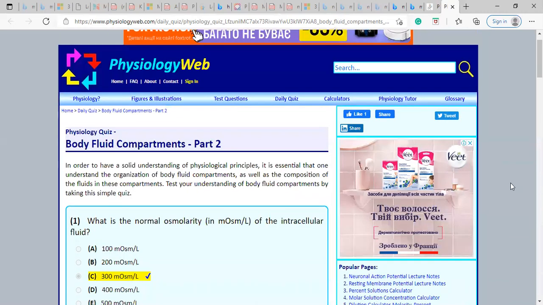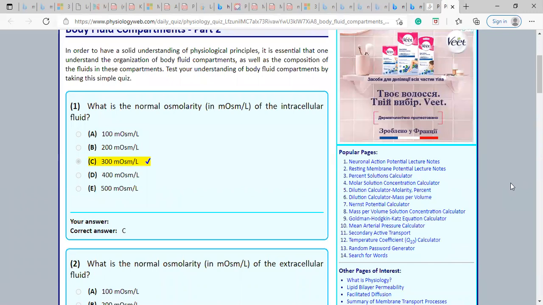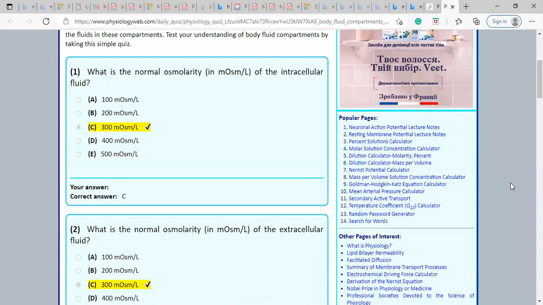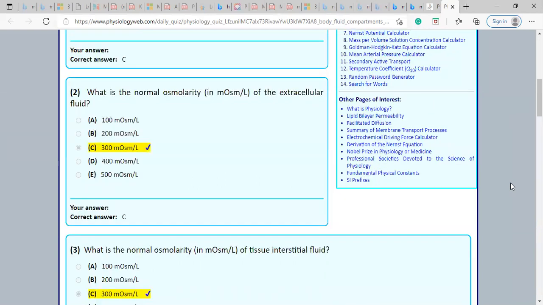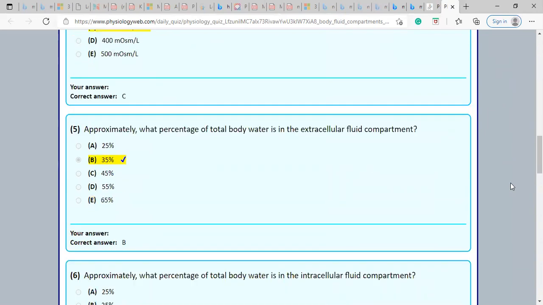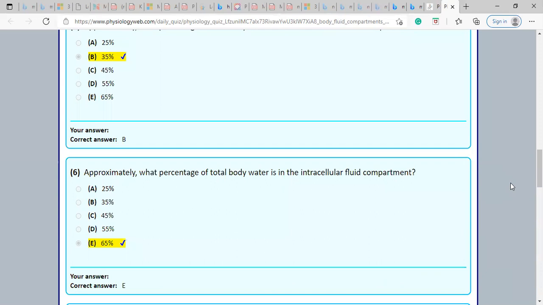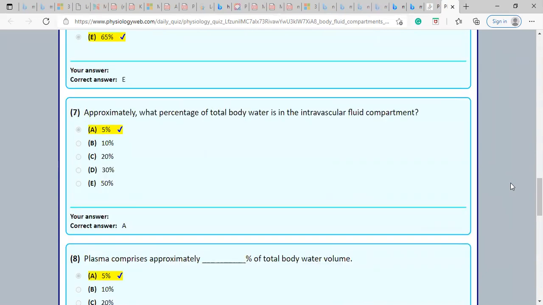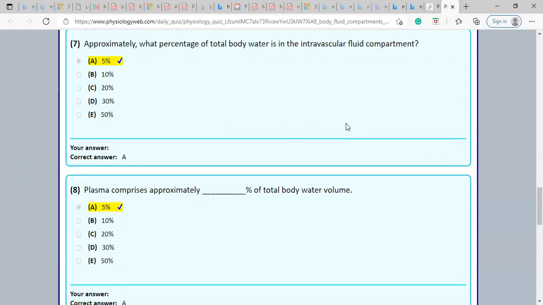So what is the normal osmolarity? I've not taught you this, yes? So 300 for intracellular, extracellular, and interstitial fluid, and plasma osmolarity is the same. Good. Approximately what percentage of total body water is 35%? Yeah, we got that. And the other one, 65%. Intravascular fluid, 5% from the calculation. These two are the same question. Plasma comprises approximately 5% of total body water. Yes.